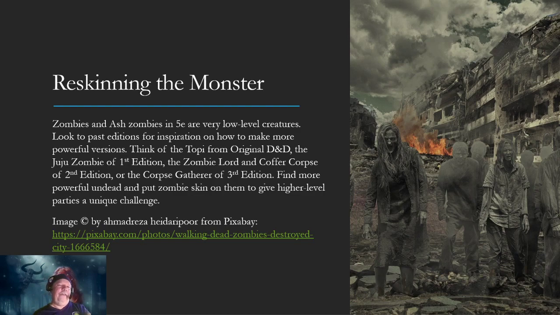So that's the kind of thing that you can do to make zombies more of a threat later in the game. Make it look like a zombie, make it smell like a zombie, make it shamble like a zombie, but make it fight like a vampire. Your players will absolutely love it. They will tell you that they hate you, but they will love the fact that you threw something at them that they have never seen before.